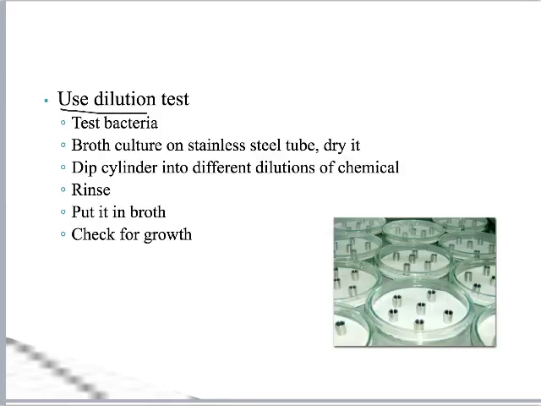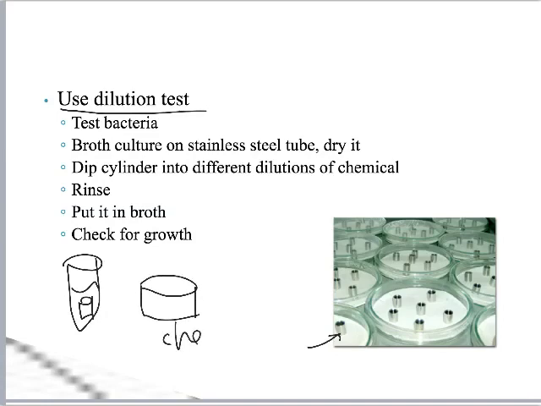Okay, another test, and I don't know that I have this written out well, is called a use dilution test. You have the test bacteria growing in a tube, and you dip these little stainless steel cylinders into the broth and get bacteria on them. And then we take those, and so this is the chemical. Actually, we don't rinse them before we put them in there. We take them out of the broth, we put them in the chemical, then we rinse.